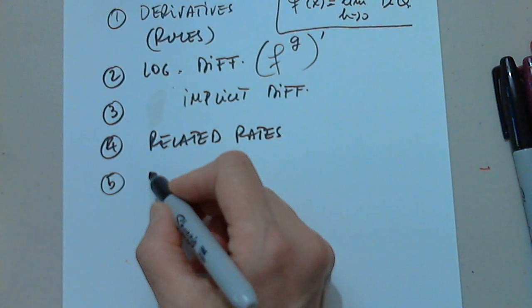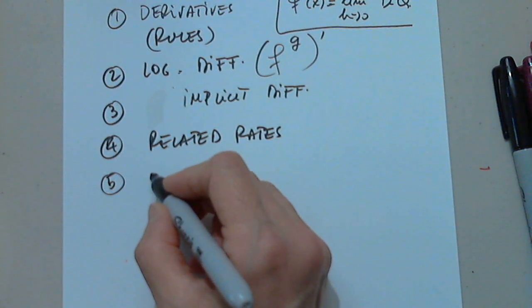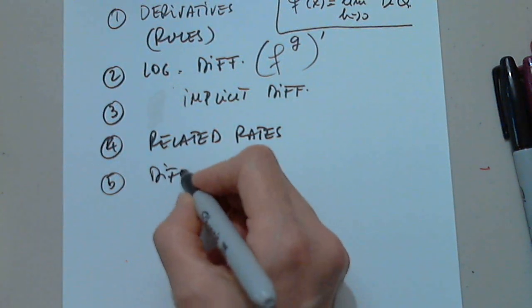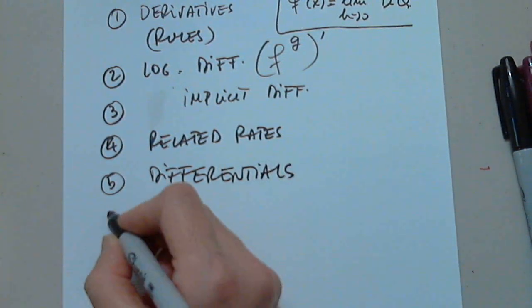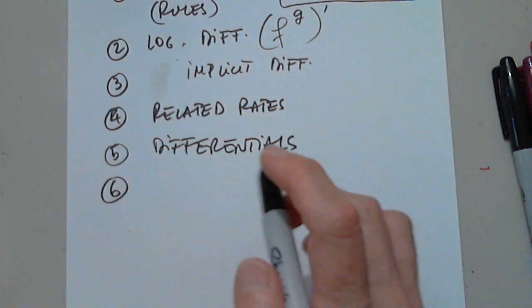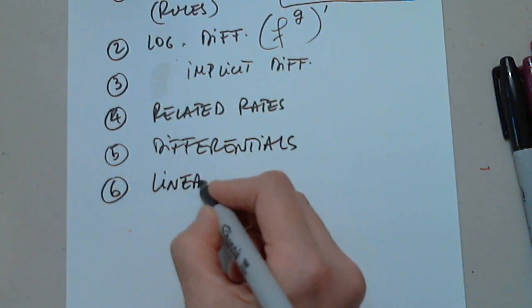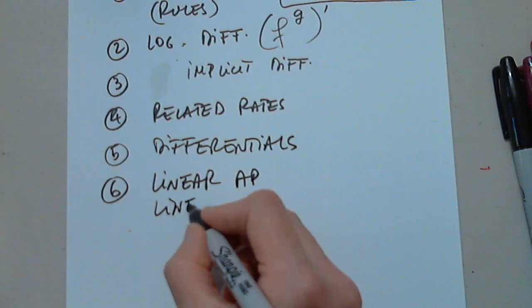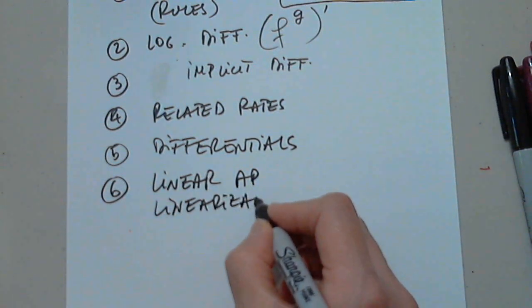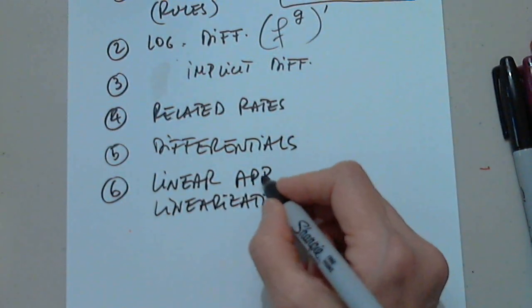Related rates. Differentials. Linear approximation. Not both, of course. Linearization is the same thing as linear approximation.